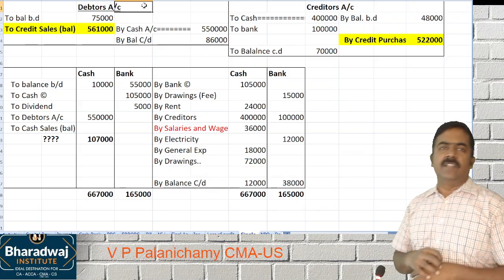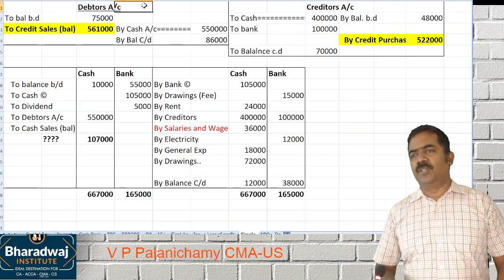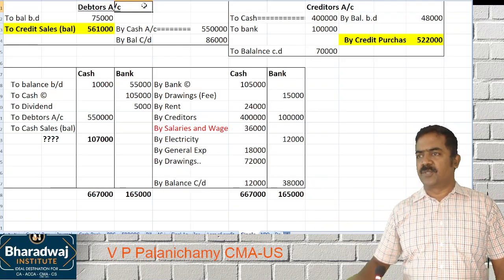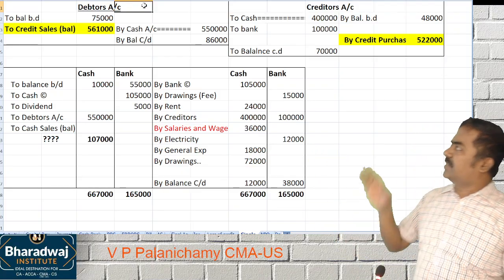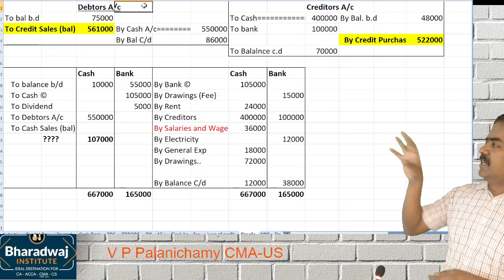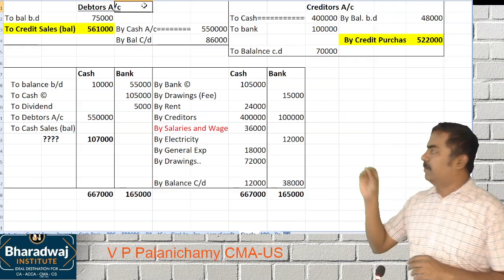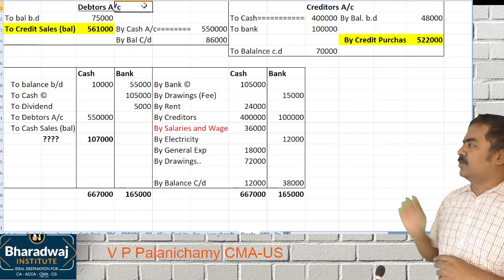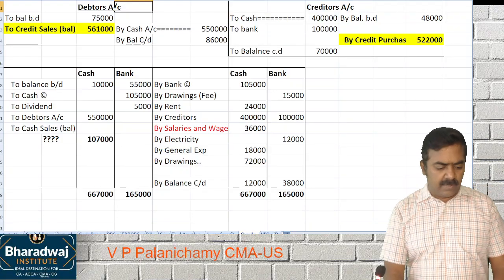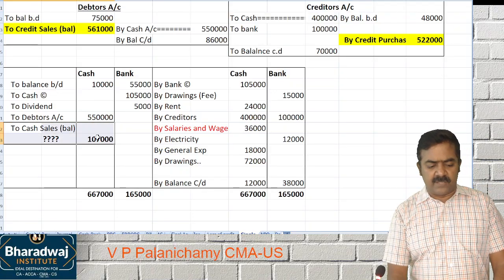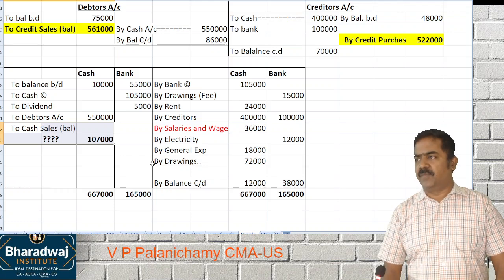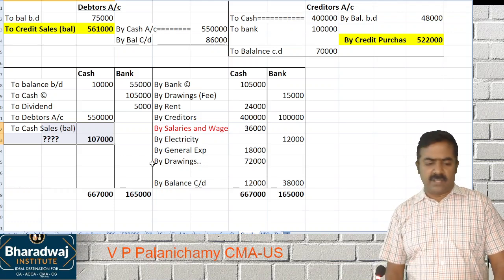These are the main workings. In any problem, your answer depends on your working note in single entry. That's what we had seen also. Debtors account, we found out credit sales. Then creditors account, we found out credit purchases. Cash, all data is available. Complete data is available. Even closing balance is available. Opening balance, all collections and payments are available. What do we find out as a balancing figure? Cash sales, we find it as a balancing figure.